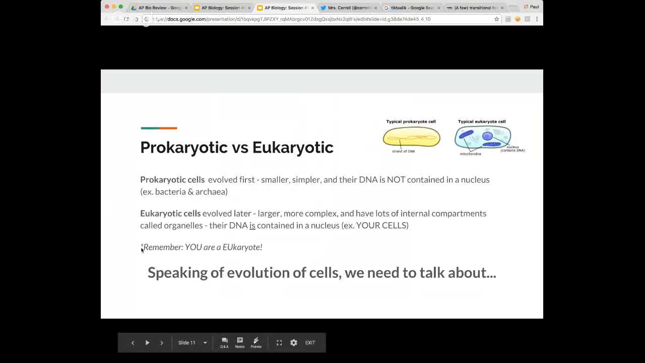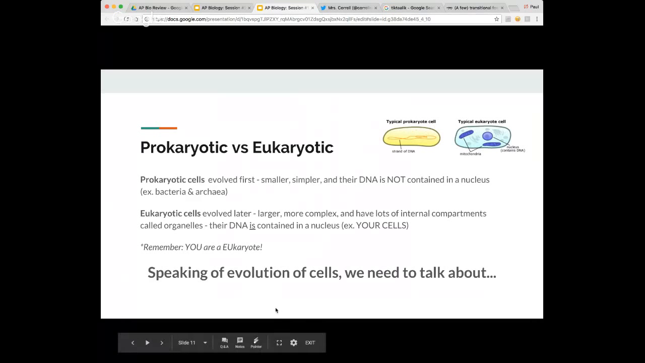So remember, if you get confused, which one's a prokaryote, which one's a eukaryote? Pro is before. So these are the very primitive organisms. And then eukaryote, U is true, you are a eukaryote. That's the easiest way to remember.